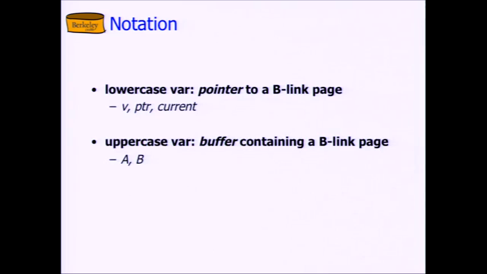All right, a little notation for the pseudocode we're going to look at. Lowercase variables are pointers to B-link tree pages. Uppercase variables are actual buffers containing a copy of those B-link tree pages. All right? So we're going to have lowercase variables like v or pointer or current.